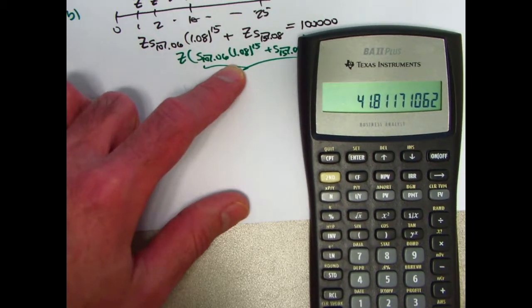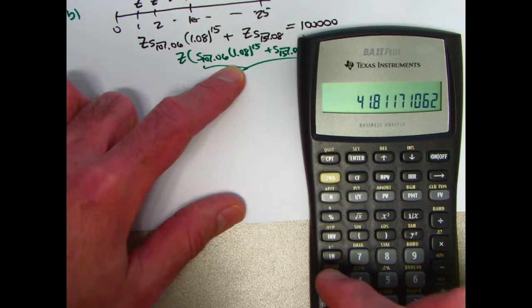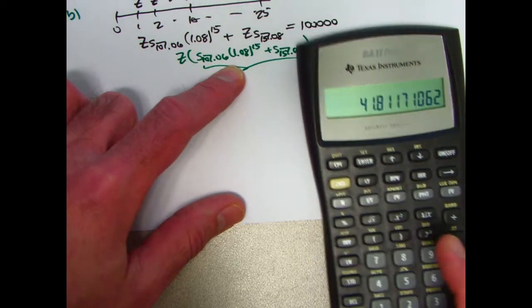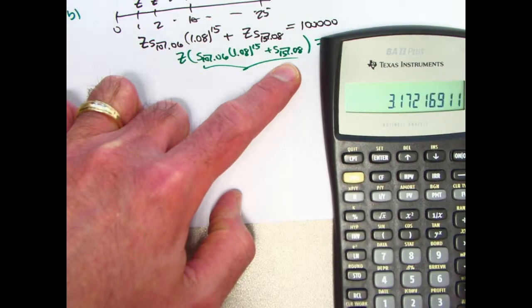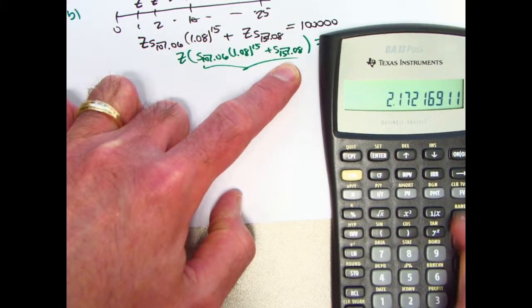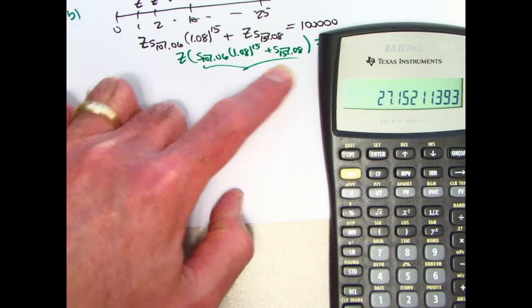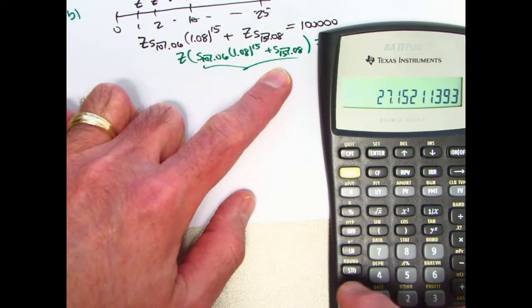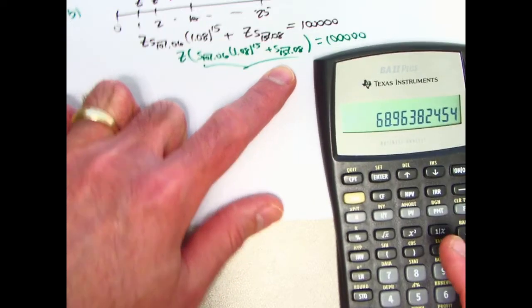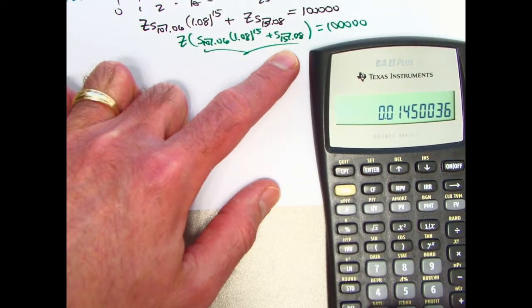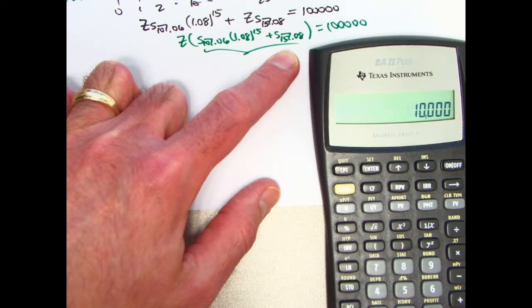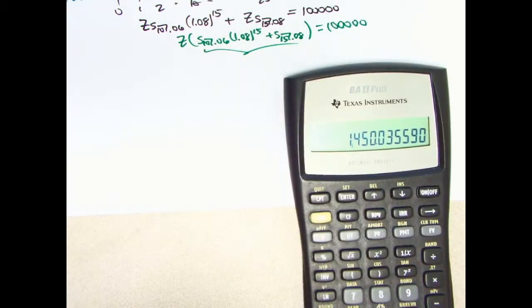This quantity here is about 41.81. I'll store that in register 1. Now compute this, 1.08 to the 15th minus 1, divide by 0.08, 27.152. Add that to what's in register 1. Get this. This is what we have to divide by now. Take its reciprocal, multiply times 100,000. And I hope you guessed ahead of time that the answer for Z should be between X and Y. And indeed it is.